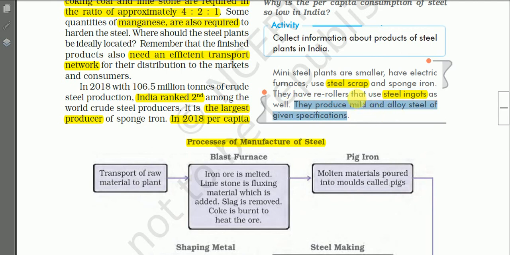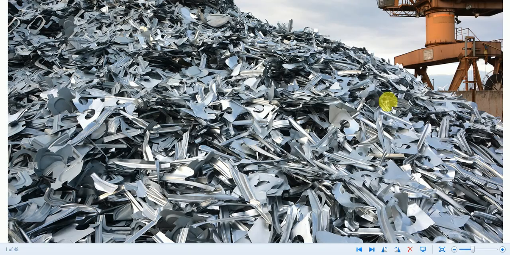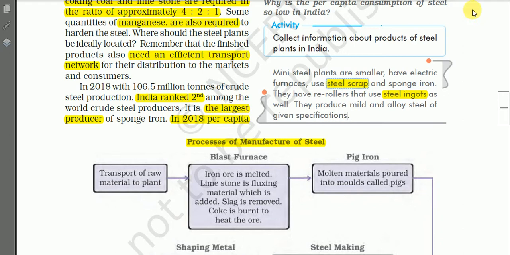So mini steel plant uses steel scrap. This is a photograph showing steel scrap. From the sheet of steel, different materials are made, and these are the scraps that remain, and this will be used by the mini steel plants. And they also use steel ingot.